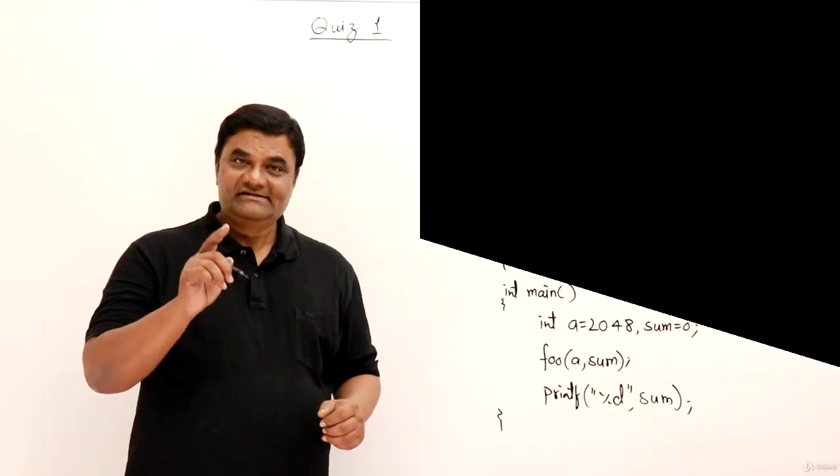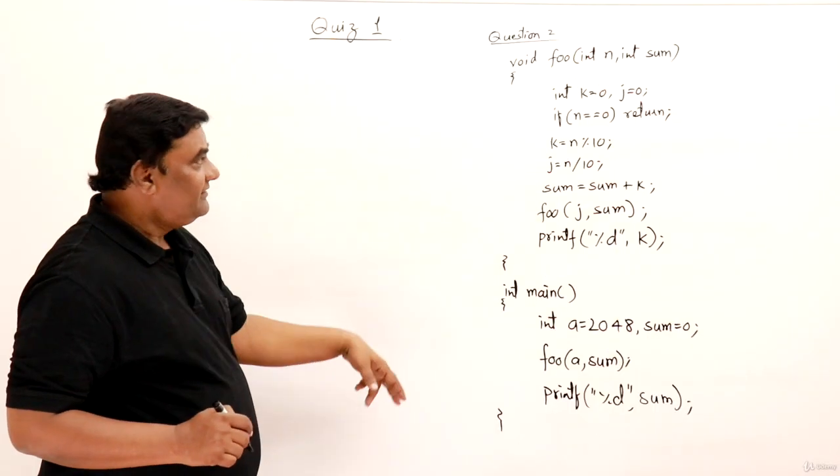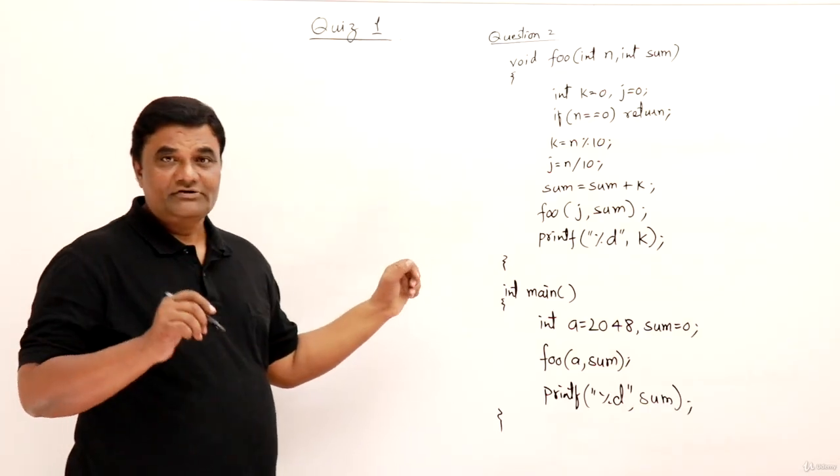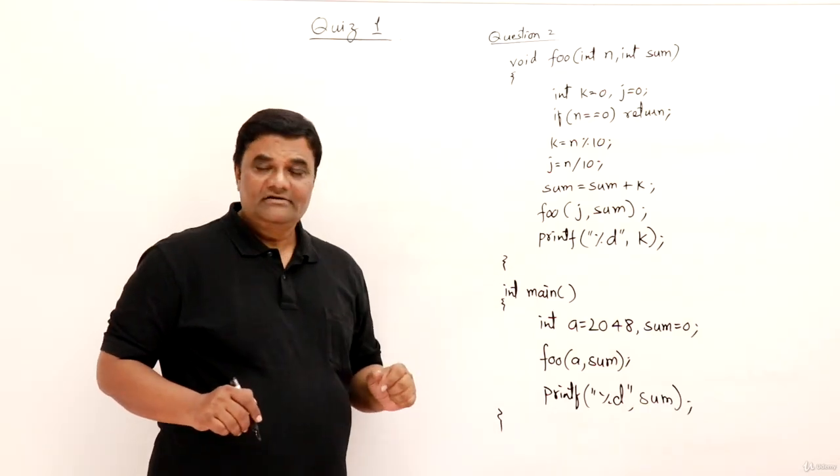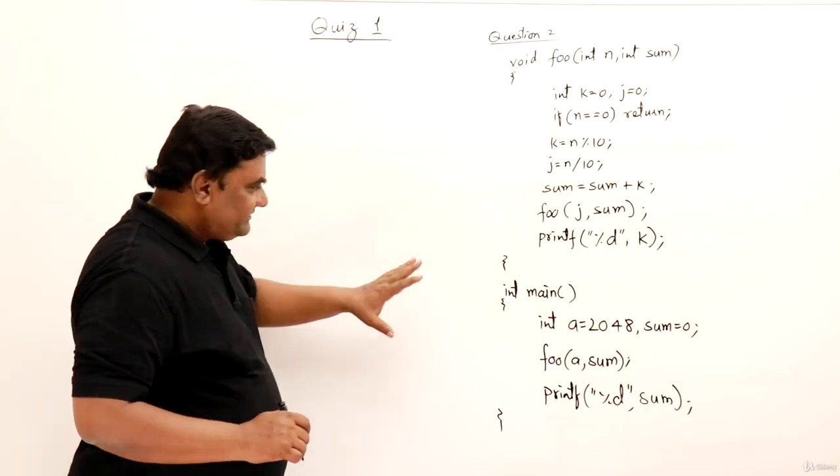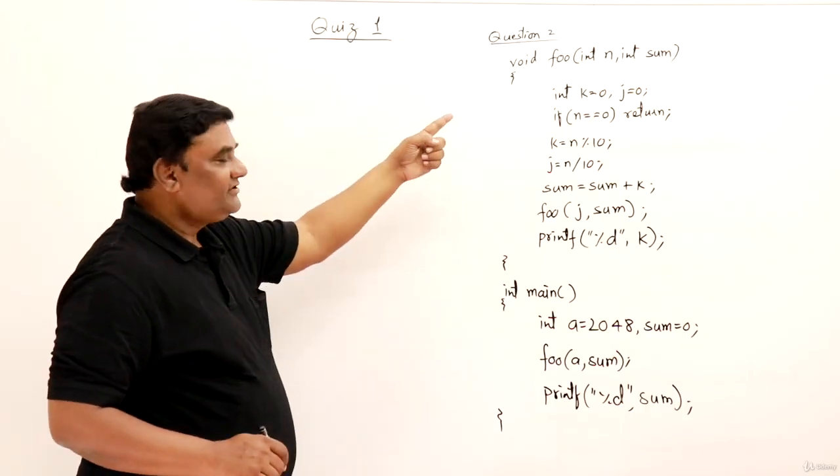Let us look at the second question. Here is a program, the second question of the quiz. It is a little lengthy. Let us trace this program. See, here is a main function and also a function foo.